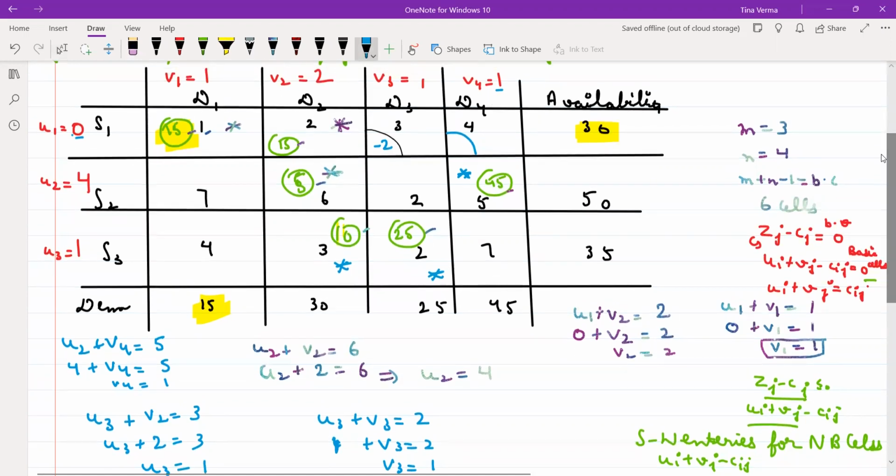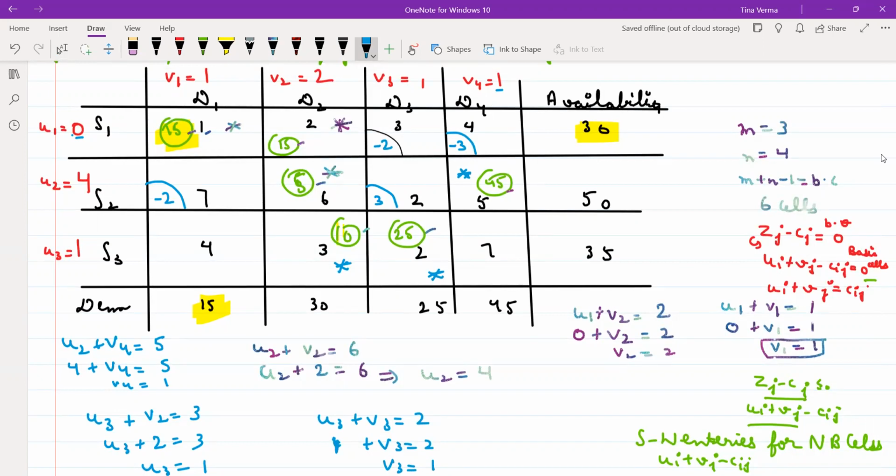1 plus minus 4 that will be your minus 3. Is it clear? Here this is also a non-basic cell. Here there is no assignment. 4 plus 1, 5, 5 minus 7, that will be your minus 2. Here, 4 plus 1, 5, 5 minus 2, that will be your 3. This is your basic cell.